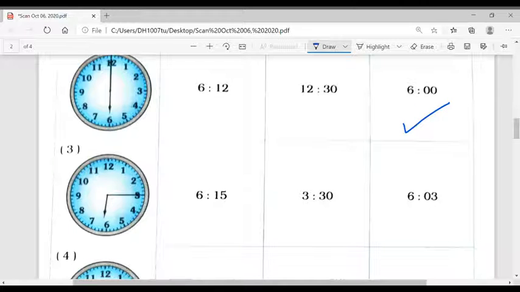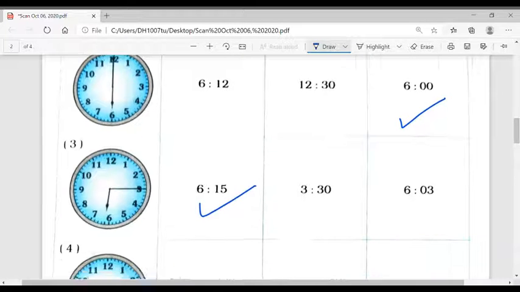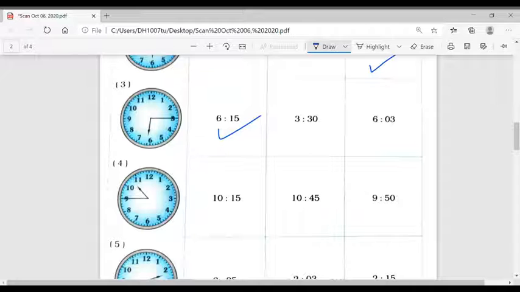Now in the same way children, third: the hand towards 6 is smaller, and the hand towards 3 is bigger. So 3 fives are 15, the time will be 6:15. In the same way children, you will do all the sums given or drawn at page number 59. And in the same way, question number 3 is given at page number 60 and 61.